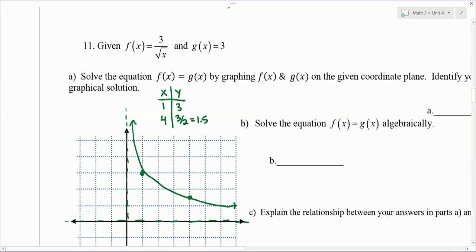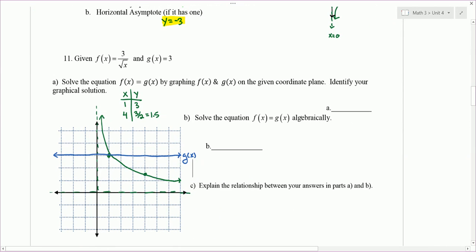G of x is the function y equals 3. That's g of x. So part A says identify your graphical solution to where they both are equal at the same time. So it's where they're crossing. That's at (1, 4).